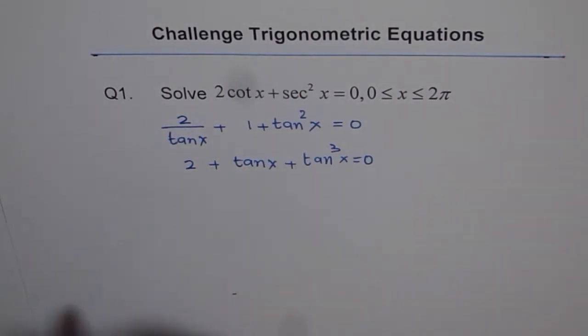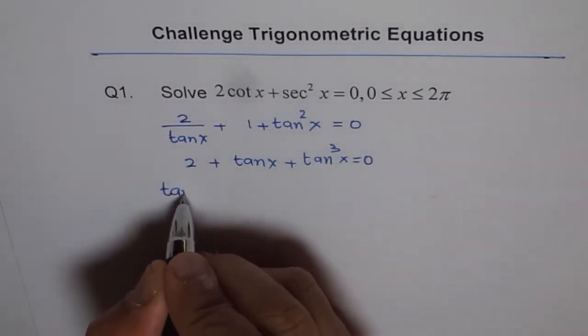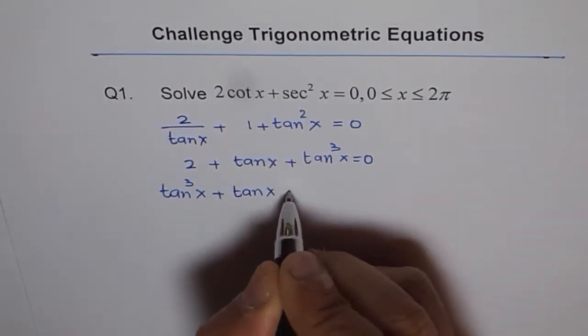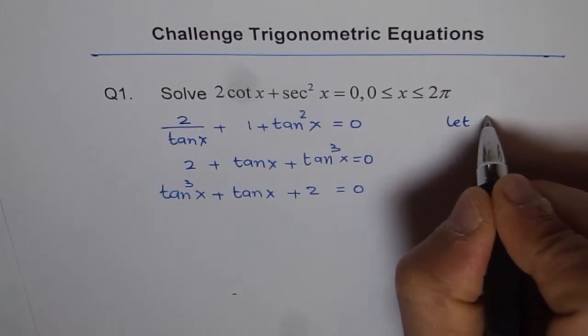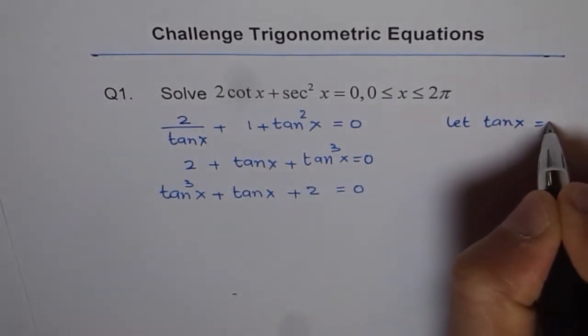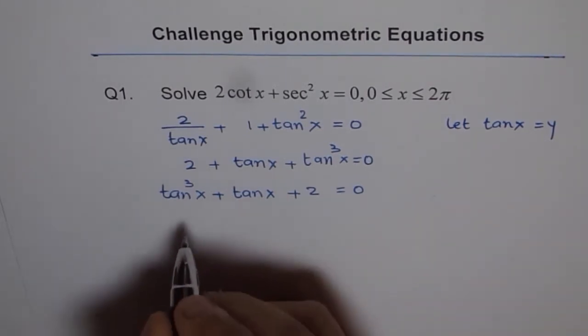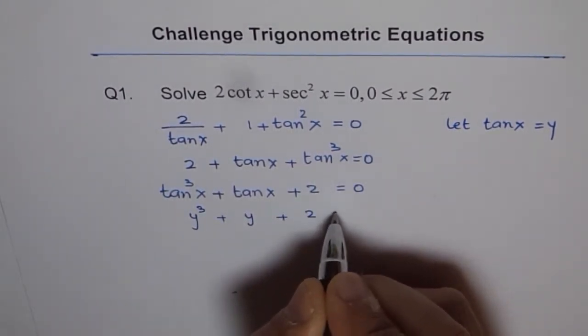So that gives us a cubic equation in tan. Now, we'll use the strategies learned in advanced functions to solve a cubic equation, right? So let me rewrite this equation as tan cube x plus tan x plus 2 equals 0. Now, let tan x equal y. We don't know what it is, right? The whole purpose is to find what that value is. So we get y cube plus y plus 2 equals 0.